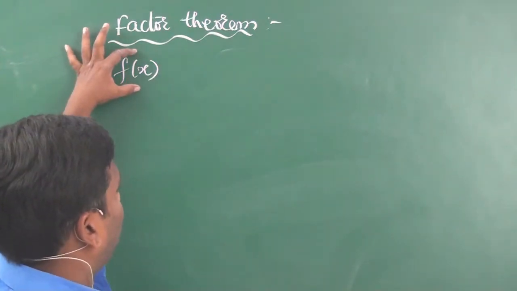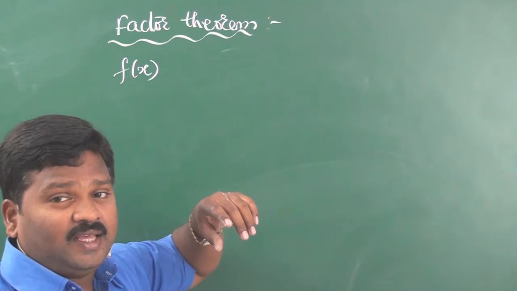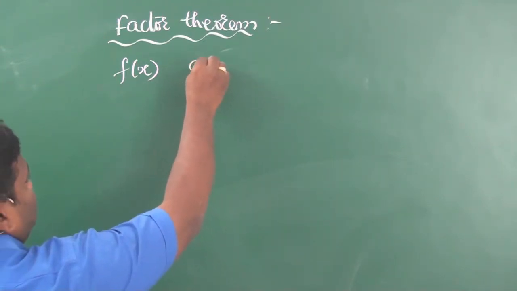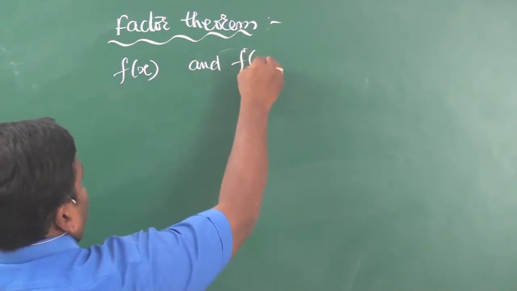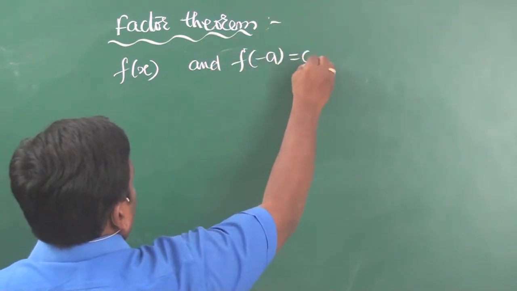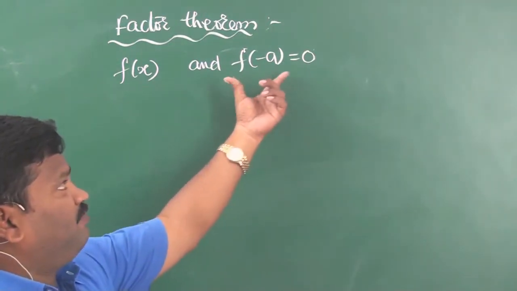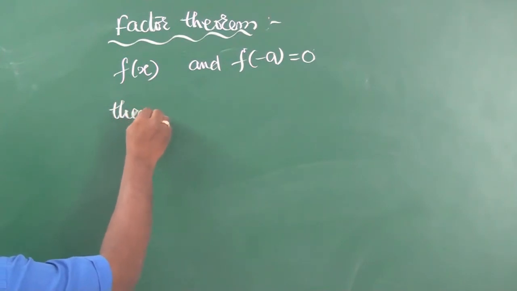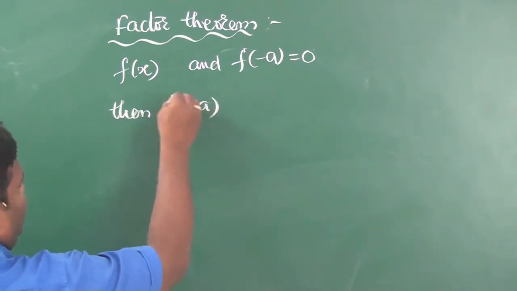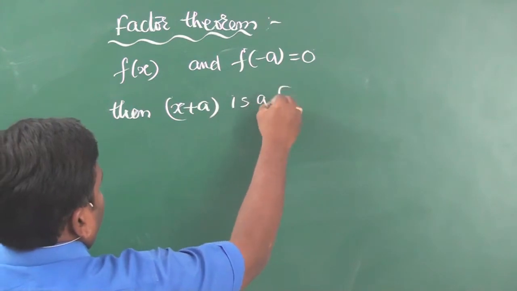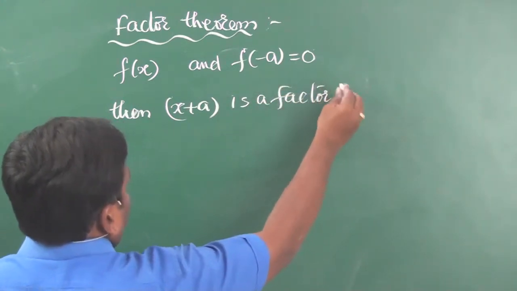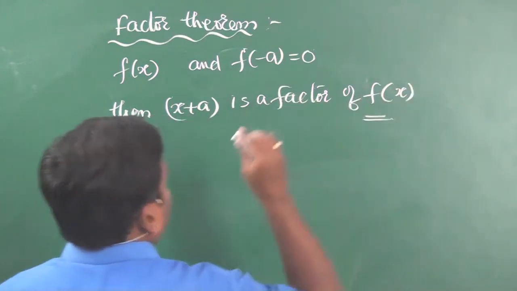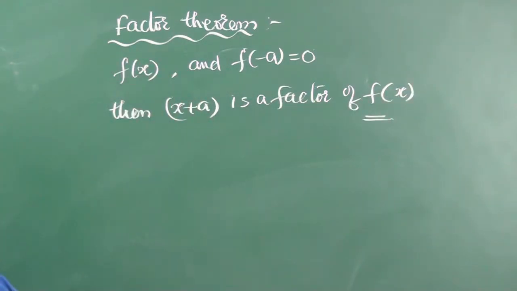If f of x is any polynomial whose degree is greater than or equal to 1, and f of minus a equal to 0, then x plus a is a factor of f of x. This is the factor theorem.